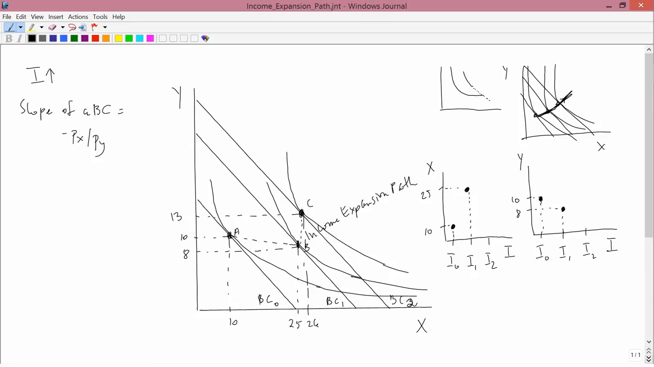Point C corresponds to income level I2. Its x coordinate is 26. So this is 26, and I2 gives rise to that. And C's y coordinate is 13. So income level I2 corresponds to a y consumption of 13. We can now join these with straight lines.